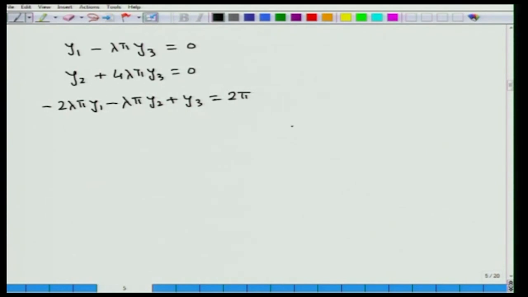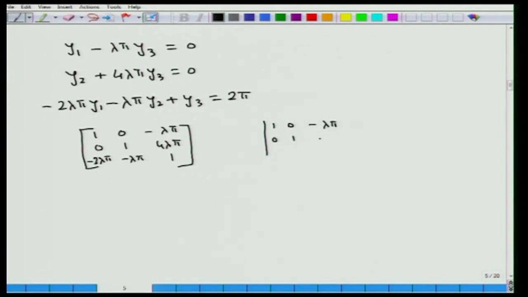So, therefore, the coefficient matrix is consisting of these coefficients, that is 1, 0, minus lambda pi, then 0, 1, 4 lambda pi, and minus 2 lambda pi, minus lambda pi, 1. So, therefore, we have unique solution if this determinant is non-zero. Now, if we calculate this determinant, that is determinant 1, 0, minus lambda pi, 0, 1, 4 lambda pi, minus 2 lambda pi, then minus lambda pi, 1, this determinant will be equal to 1 plus 2 lambda square pi square. So, just for example, if we assume lambda is real, so therefore, we can say this quantity is always not equal to 0, and therefore, for all values of lambda, this system of equations is uniquely solvable.